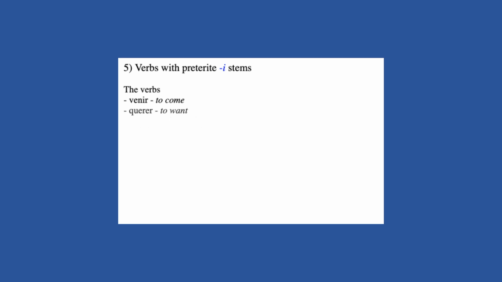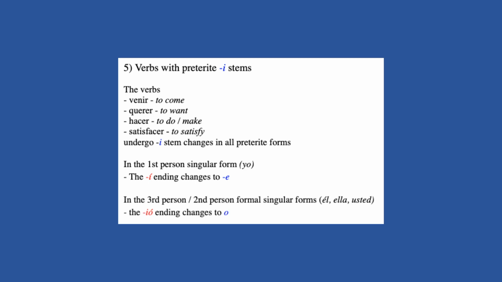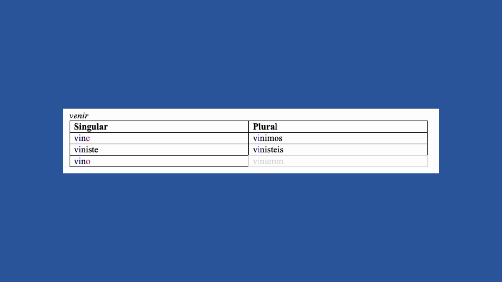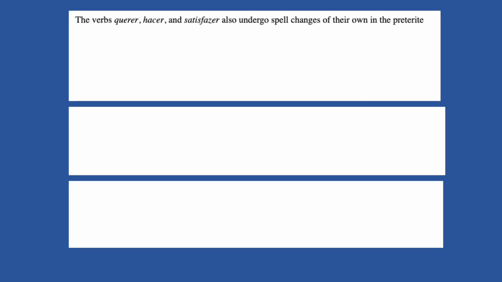Venir, querer, hacer, and satisfacer undergo I stem changes in all preterite forms. They also end in e in their first person singular form and o in their third person singular form. Vine, viniste, vino, vinimos, vinisteis, vinieron. Querer, hacer, and satisfacer also undergo their own spell changes in the preterite.